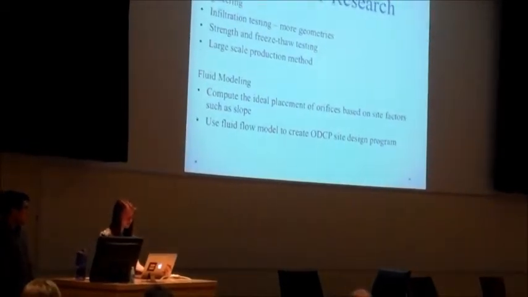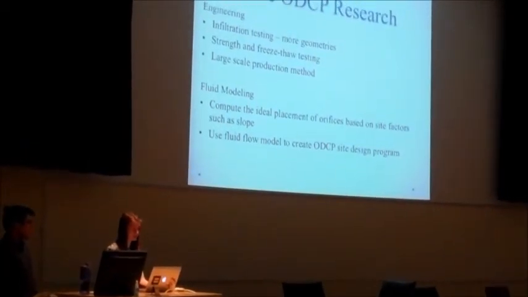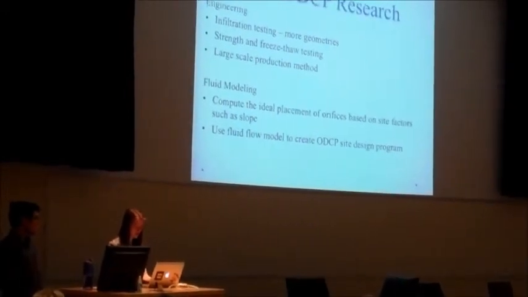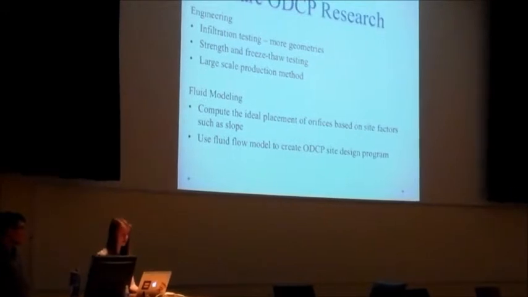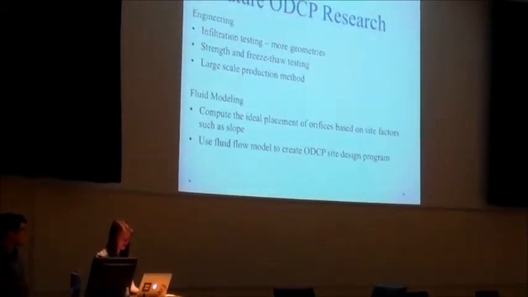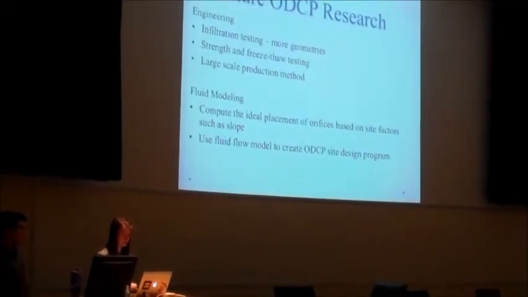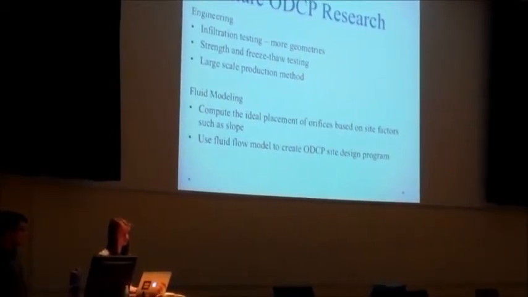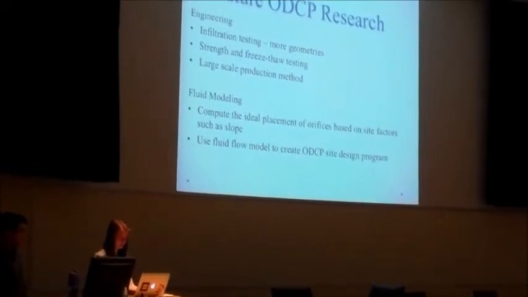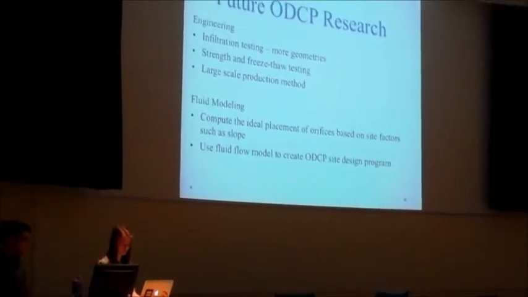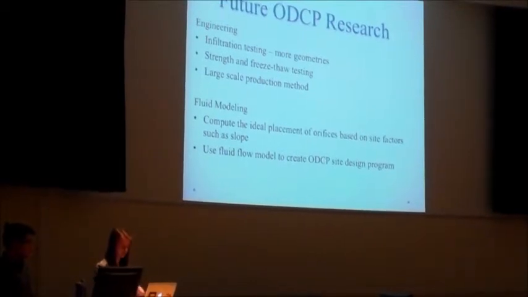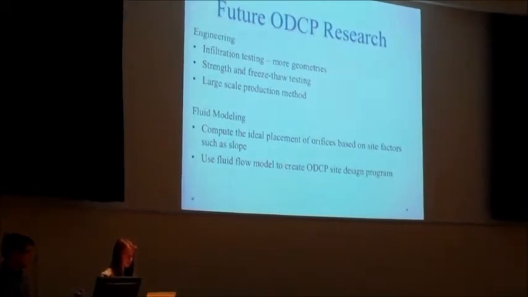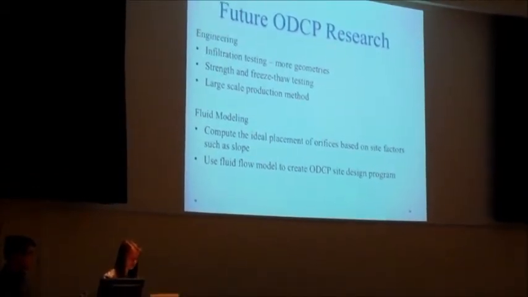We would also like to complete strength and freeze-thaw tests on the ODCP and compare it to its pervious and impervious counterparts. Also, ODCP can be very practical for small projects, but we need to create a relatively automated and efficient production method to be used for larger projects. Because of this, we would like to further develop a large-scale production method that would easily produce pavement like this in the future.